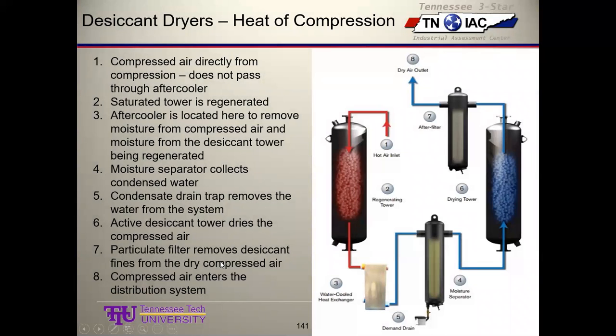Okay, and I've got a bunch of slides here that go into various amounts of detail. I'm not sure we're going to go through all of this, but you can read through here. This is showing the heat of compression going out of the compression element into the regenerating tower. Then there's your aftercooler, and your moisture separator bringing out moisture. And then we go through the drying tower, and then we have another after filter for the desiccant fines and all that stuff. And then we go out to the system. So I think we'll move on here.